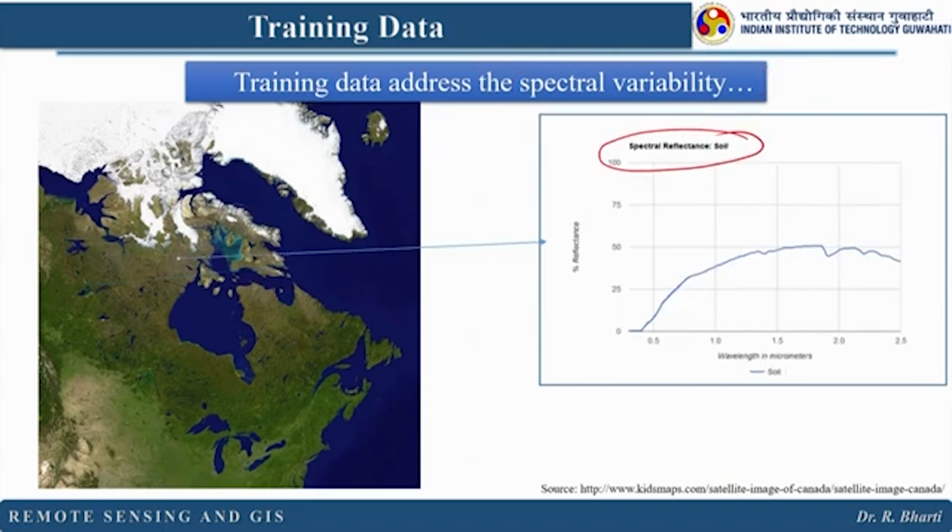This is another example where soil is used. So soil also, from place to place, their DN values will vary. So you have to take care of the spectral variability of the training data. So basically for that cluster or for that class, you should incorporate all the spectral variability, so that the training data will be good enough to classify all the pixels of your image.